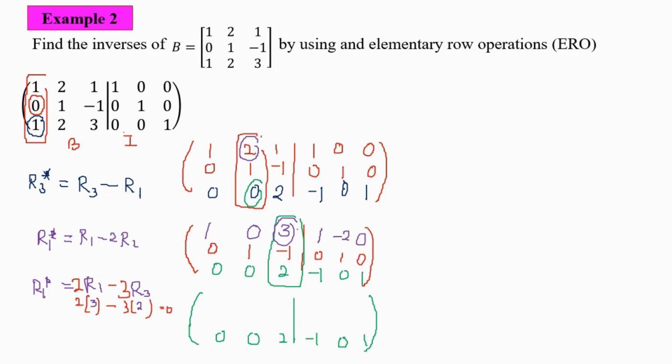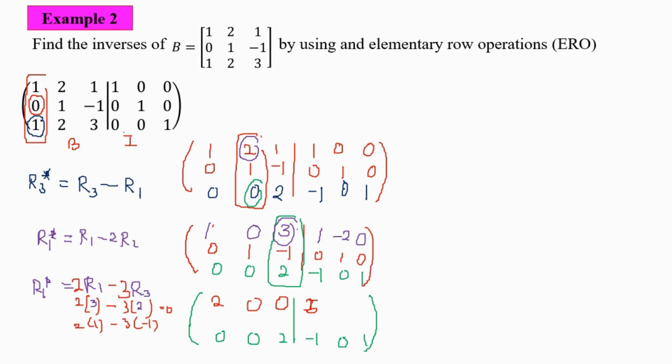So I repeat the same process for each element. 2 times 1 is 2, 2 minus 0, so you get 2 here. And 2 times 0 is 0, minus 3 times 0, so here is 0. And 2 times 3 is 6, and 3 times 2 is 6 also, so 6 minus 6 is 0. Then 2 times 1 is 2, minus 3 times minus 1, so you are going to get the value of 5.